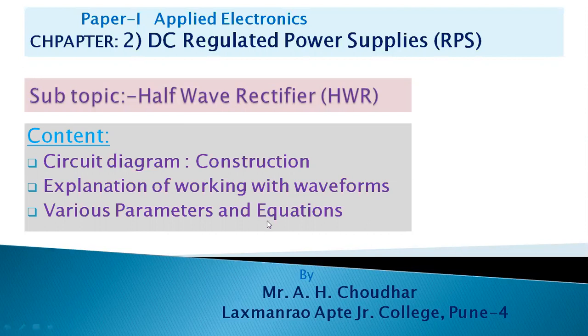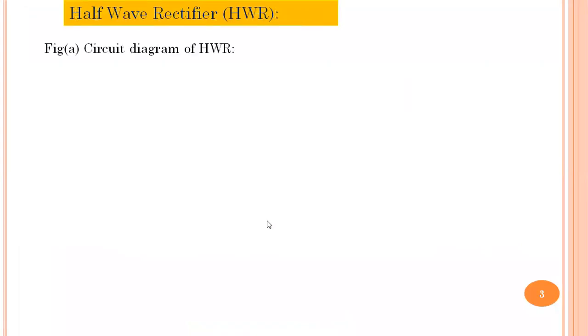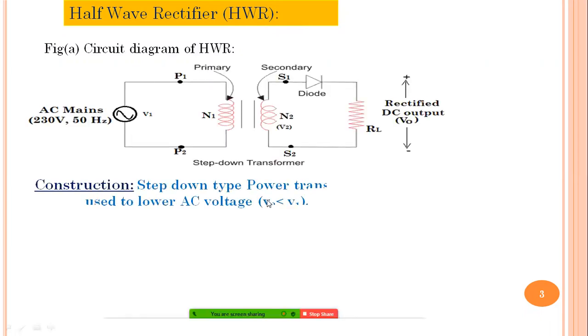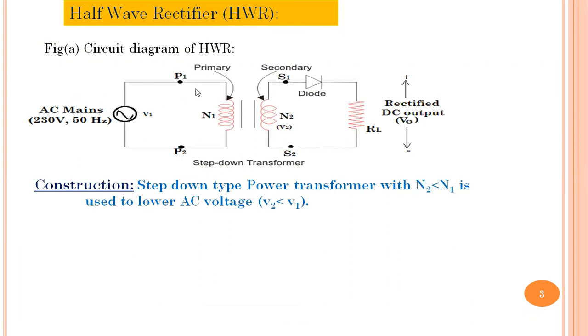equations one by one. We shall start with the first circuit diagram as a part of the construction of the half wave rectifier. You'll find in the construction that we have used a transformer of a step down type. It is basically a power transformer. Why is it so? It has to handle a large amount of electric power since it has to be connected with the AC main supply. So it should be of a power type, and secondly, it must be a step down type.